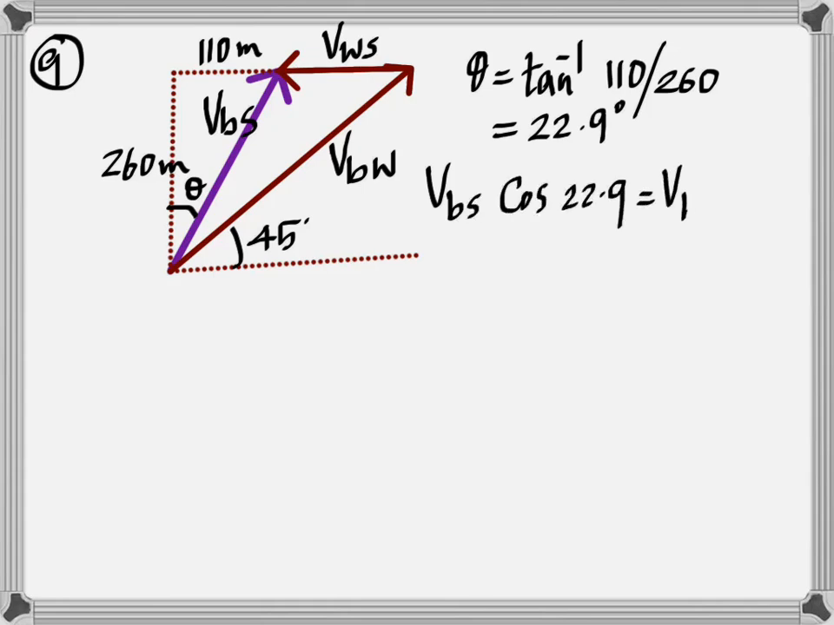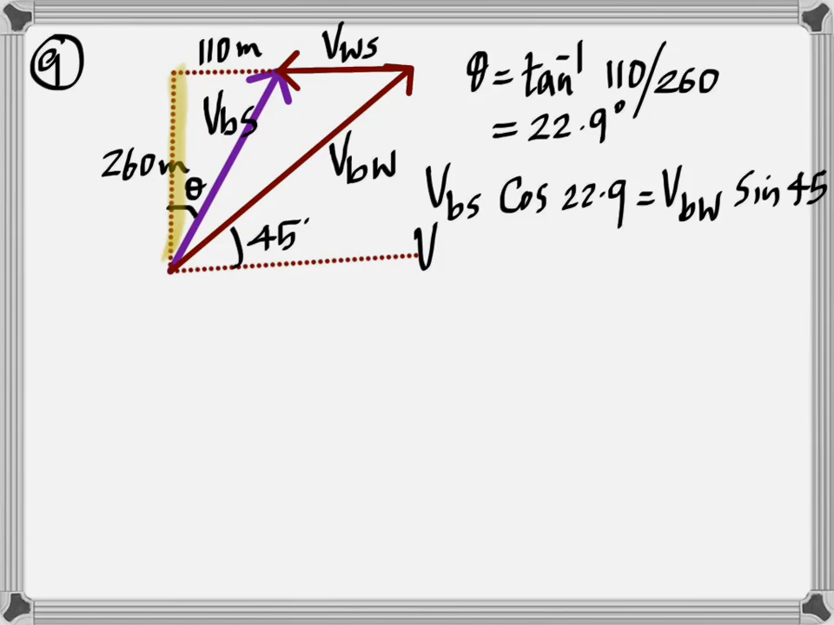This is a very interesting part that I'll stop after I just write it. Everybody pay attention, because if you get this, you understand the problem. You ready? I want to show something. Watch this. Everybody watching? Isn't that going to be VBS cos 22.9?